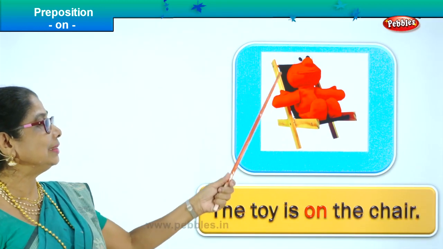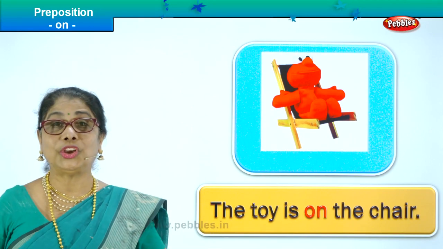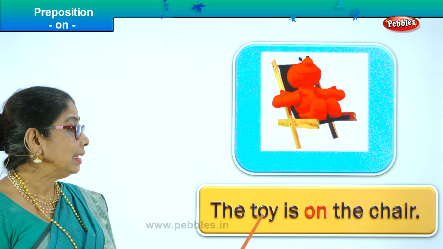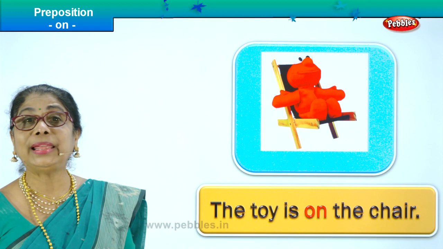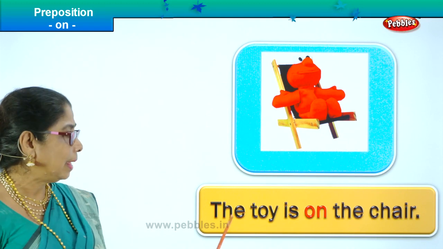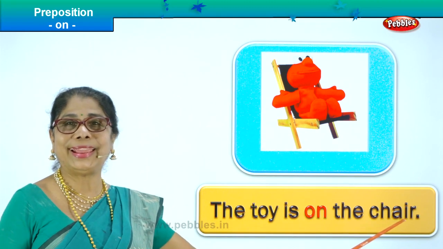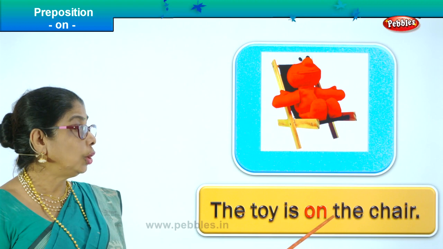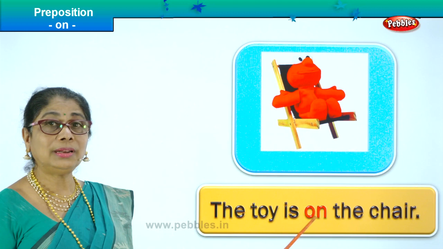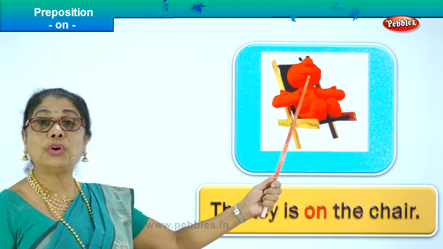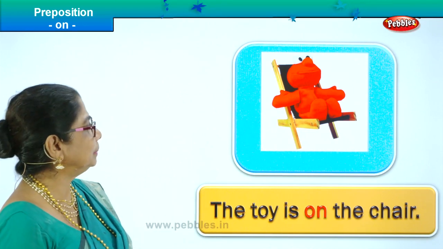Look. Here's a lovely little chair and there is a toy teddy sitting on the chair. Yes? Where is the toy teddy? The toy is on the chair. Where is it placed? On the chair. Read the sentence. The toy is on the chair. The toy is kept on the chair. Preposition on. Read the sentence. The toy is on the chair. Good. Let's go to a new picture.